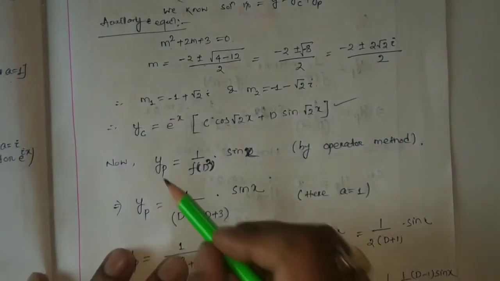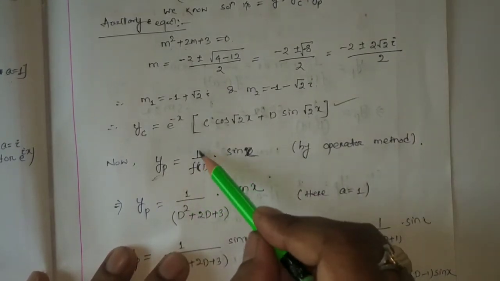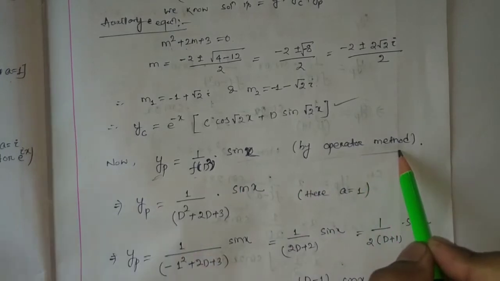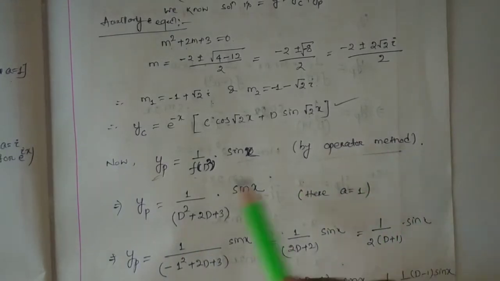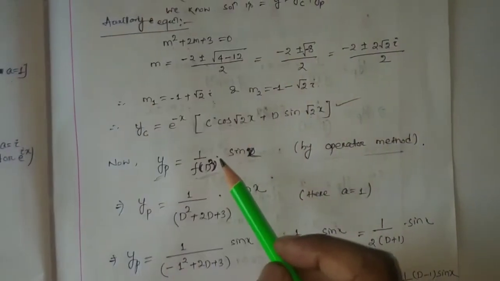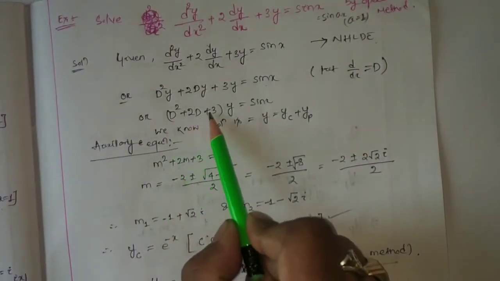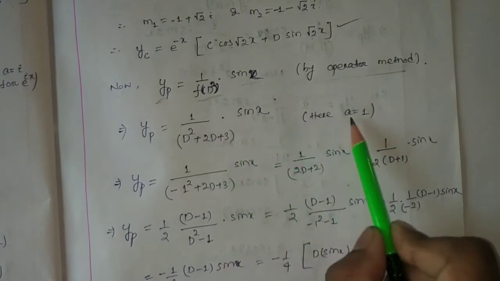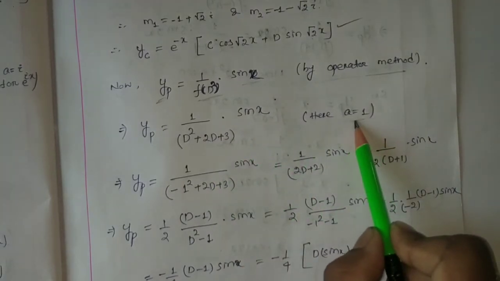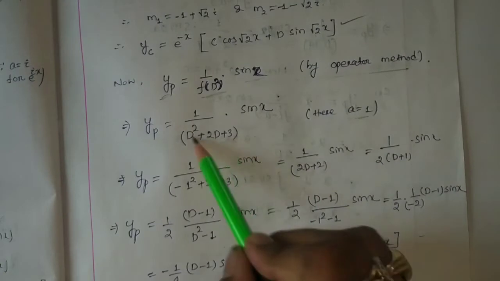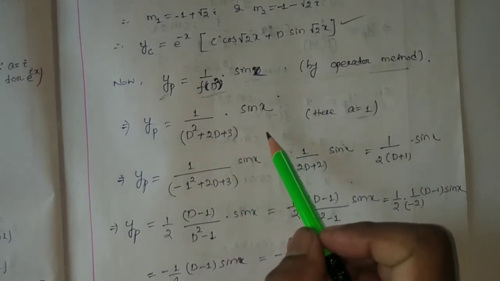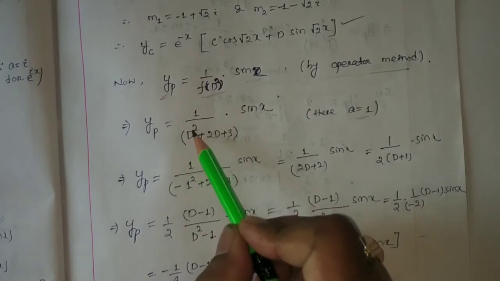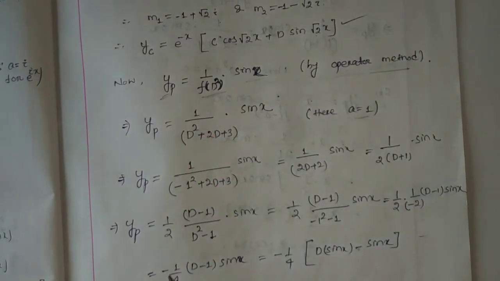Now we are going to go for the particular integral yp. We know that 1 by f of d square sin x by operator method. So here we have 1 by d square plus 2d plus 3 sin x. Here, as I told, a is 1. So as per this rule, what do we have to do? Wherever the d square term is there, we have to put minus a square.